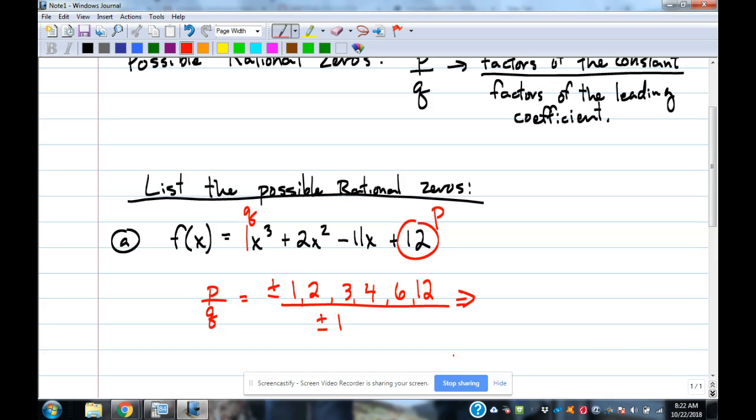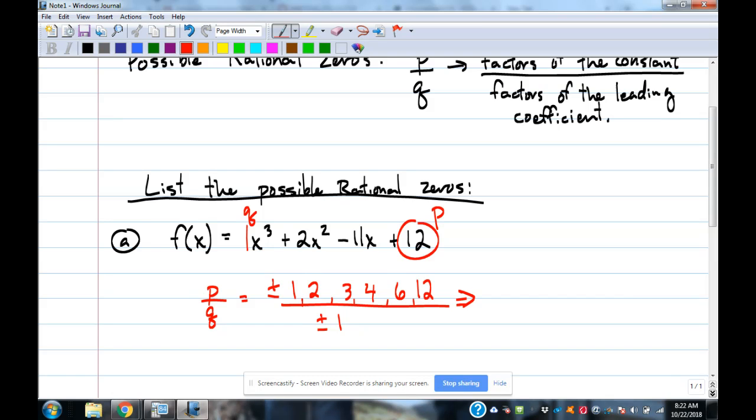Since there's only a 1 down here, we're going to divide 1 by 1, 2 by 1, 3 by 1, 4 by 1, 6 by 1, 12 by 1. If there were another factor, we'll get an example with a different number down there in a minute. But you're dividing whatever's down here into each of these individually, and that creates a list.